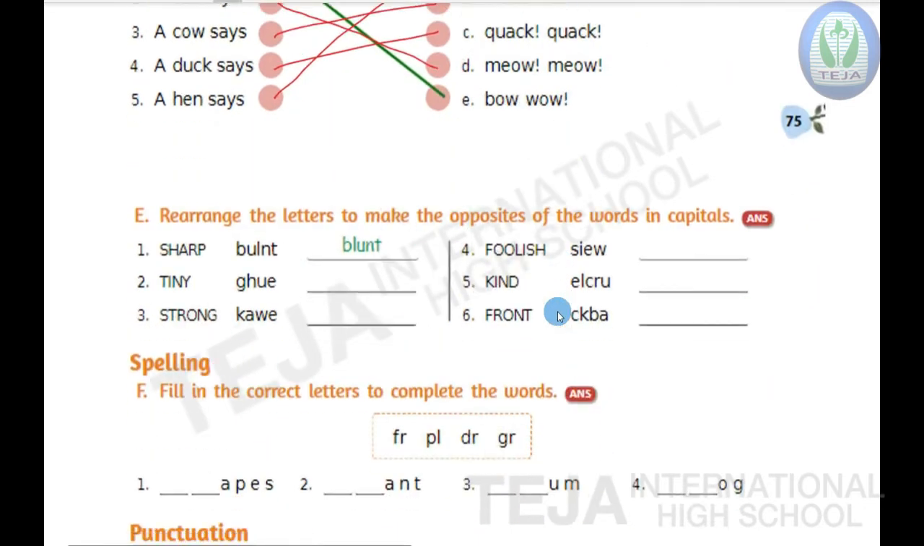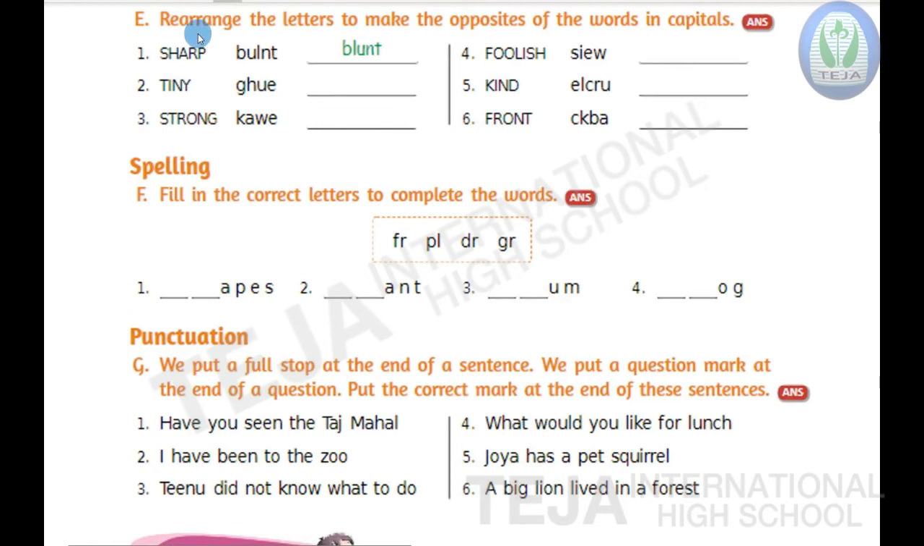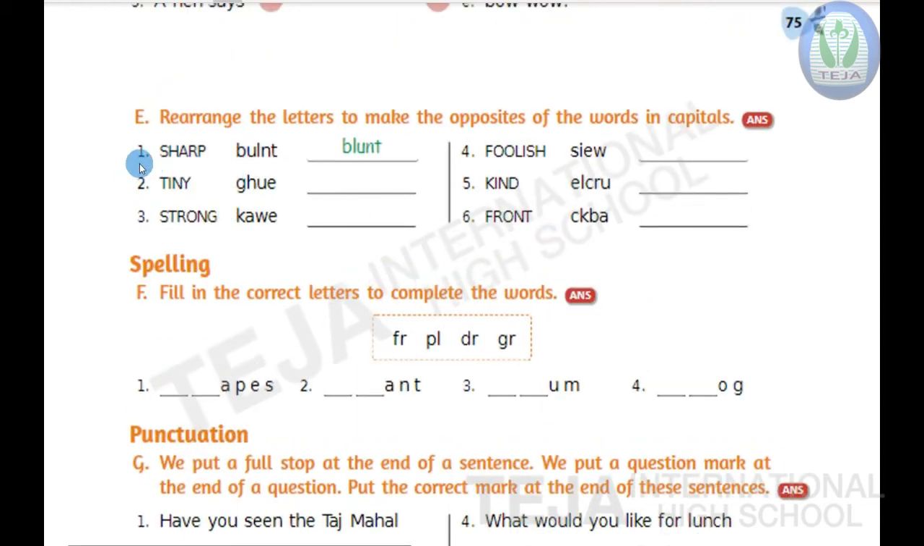Now next, bit E. Rearrange the letters to make the opposites of the words in capitals. So here the words are given and their opposites are given, but in jumbled letters. Now you have to rearrange the letters and write the correct opposite of the word which is in capital. Like the first one, sharp. The opposite of sharp is blunt. So here the letters are given, but you have to rearrange them and write the opposite here on the blank.